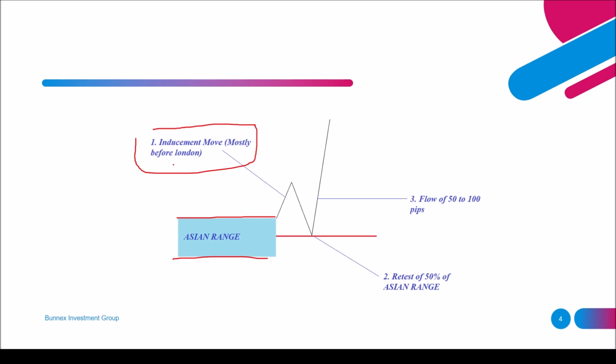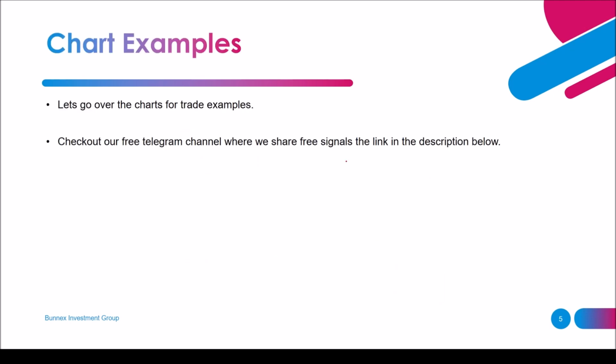After an inducement move has been issued, we wait to see the price retest 50% of the Asian range. From the 50%, we need to see a candlestick reversal pattern near or right at the 50%, a proper candlestick reversal pattern. Then the last thing that we will need to do is to observe the flow whilst we are in the trade and be able to catch 50 to 100 pips on that particular flow. So let's now go over the charts for examples.